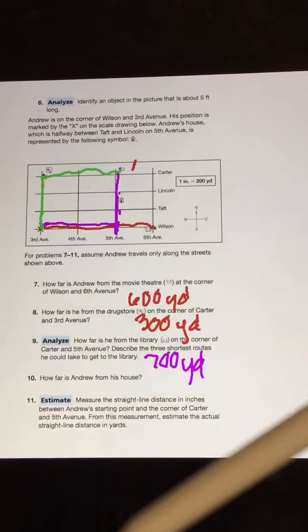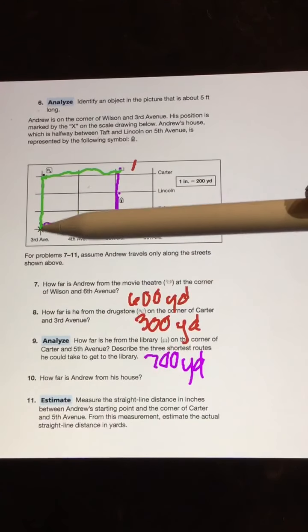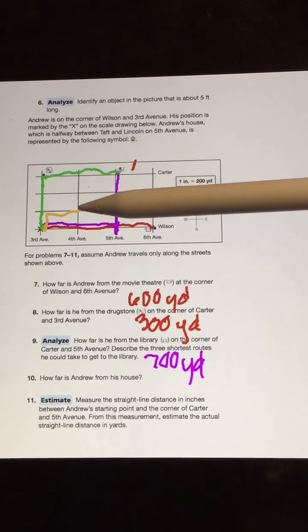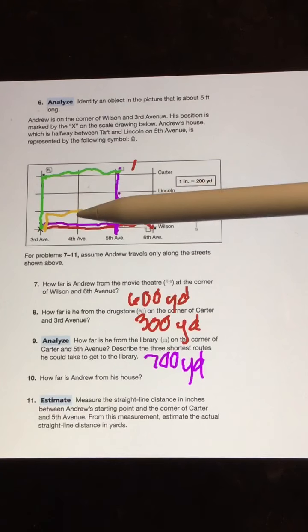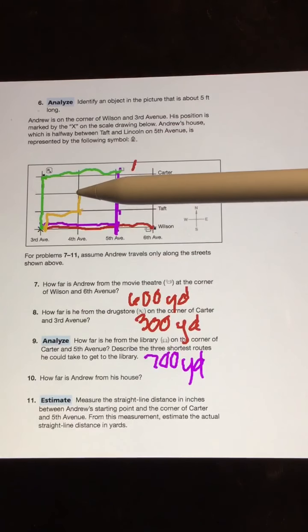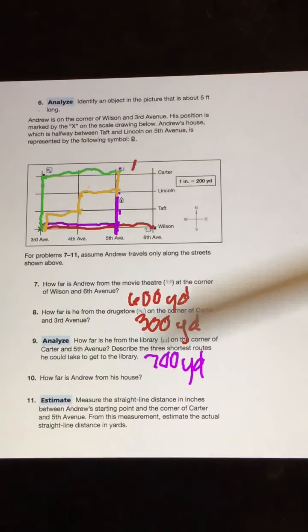Another route that Andrew could take, I'll put in a different color. Andrew could go 100 plus 200, which is 300, plus he could go over here, go another 100, that's 400, plus 200 more is 600, plus 100 is 700 yards.